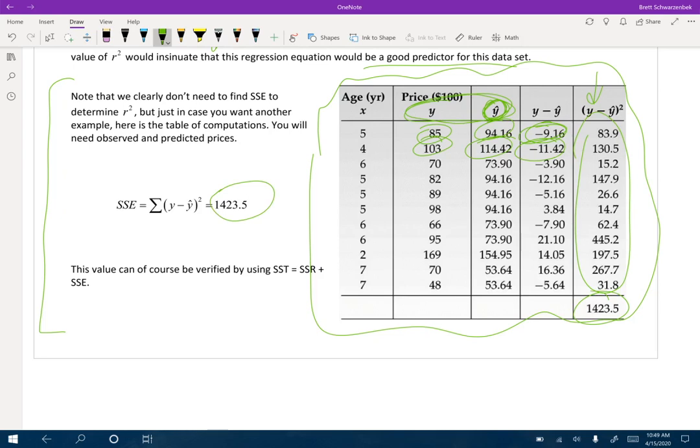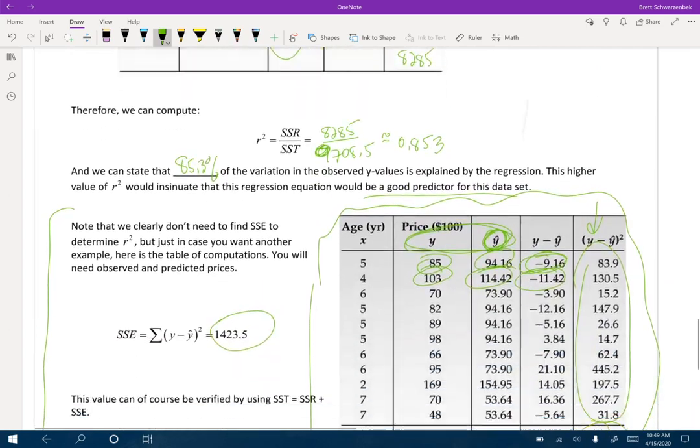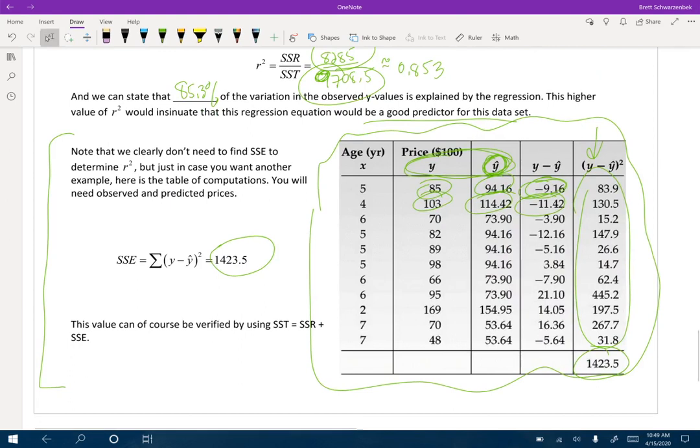You can very easily verify that by taking 9708.5 minus 8285. So 9708.5 should be equal to our SSR, which is 8285, plus our SSE. Okay, so I believe this works out. I didn't check it, but I think it works out. So you'll end up with that as your result. So just in case we have to do that later on, that is how you do the computation for that.